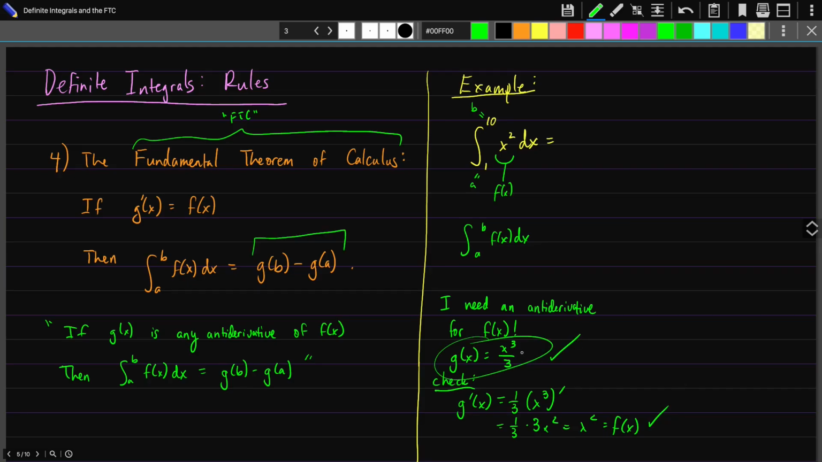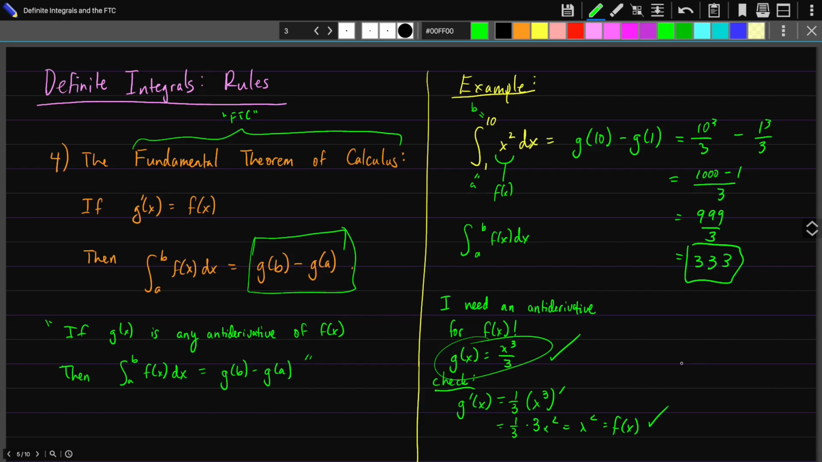So now that we've got our antiderivative, we need to apply the fundamental theorem of calculus to solving the problem. So it's pretty simple. All we do is use this formula. In this problem, a is equal to 1 and b is equal to 10, so g of b minus g of a turns into g of 10 minus g of 1. Computing that, we find out that g of 10 is 10 to the 3 over 3, and g of 1 is 1 to the 3rd power over 3, which is equal to 333. So that's our final answer.